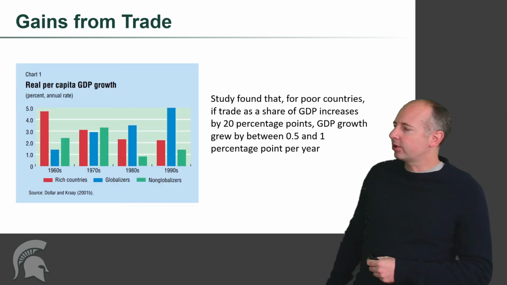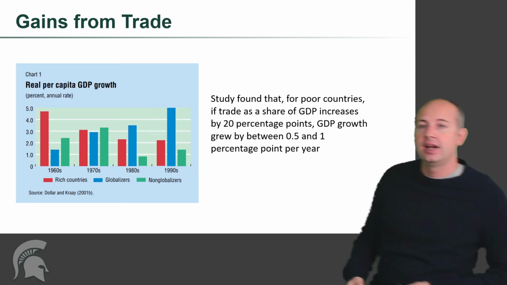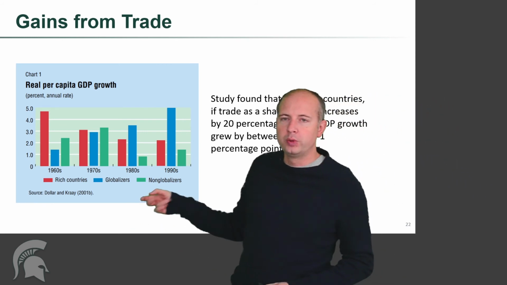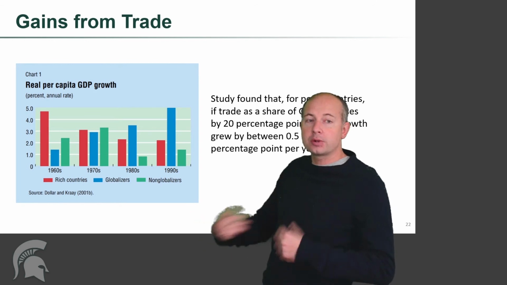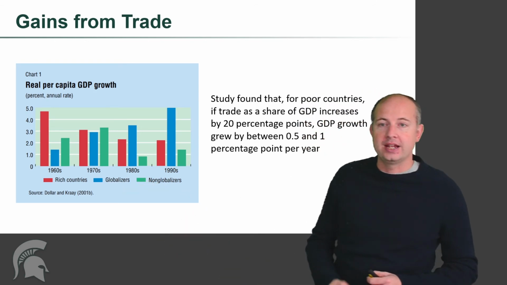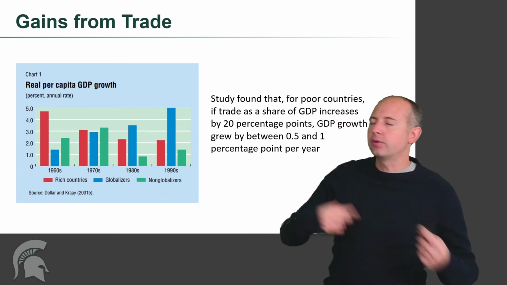The next thing we're going to show is how poor countries benefit from world trade. So this right here breaks all the countries in the world up into rich countries, which are in red, poor countries that are globalizers, so ones that work to have more international trade, and non-globalizers, which are ones that stay isolated and don't have a lot of world trade.